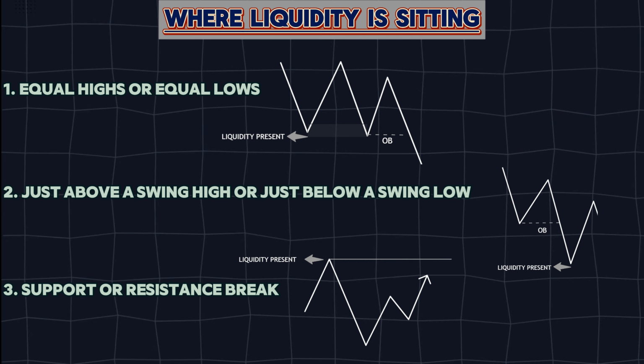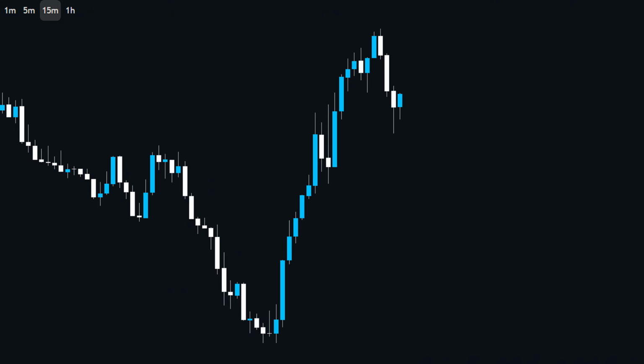Obvious support or resistance break example. When the market has a strong support or resistance level that everyone can see, a lot of orders pile up just beyond that level. There is present liquidity. Let's move to the charts and see some real examples so you can clearly understand how this works in real time with candlestick charts.